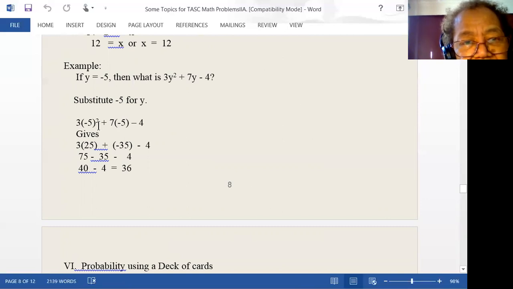Now, minus 5 times minus 5 is a plus 25. Remember, like signs multiplied give you plus. And 7 times a minus 5 gives you a minus 35, because unlike signs multiplied give you negative. So we have 75 minus 35 minus 4. Subtracting 35 from 75, we get 40. And 40 minus 4 is 36.